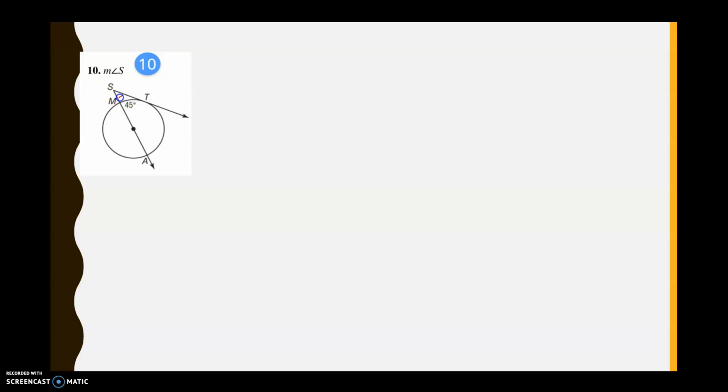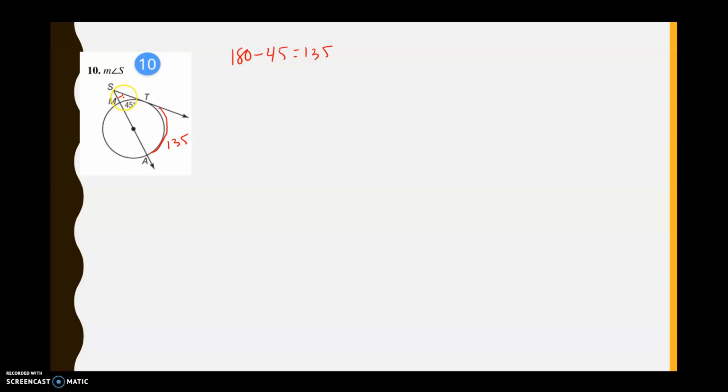Angle S is an outside angle, but we also know that MA is going through your center, which means it's a diameter. So this entire part of your arc here is going to be a semicircle equal to 180 degrees. Well, if I already have 45, then this guy is going to be 180 minus 45, and that's going to leave me with 135. So this part right here is 135.